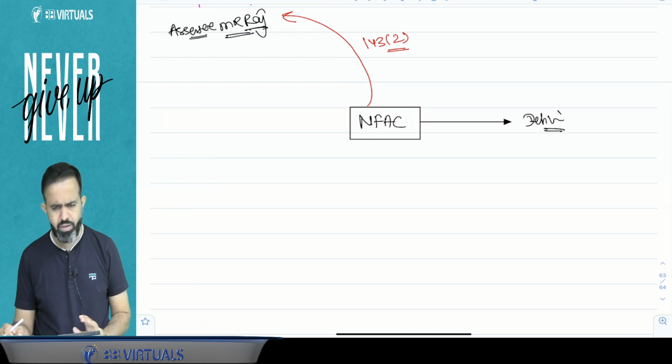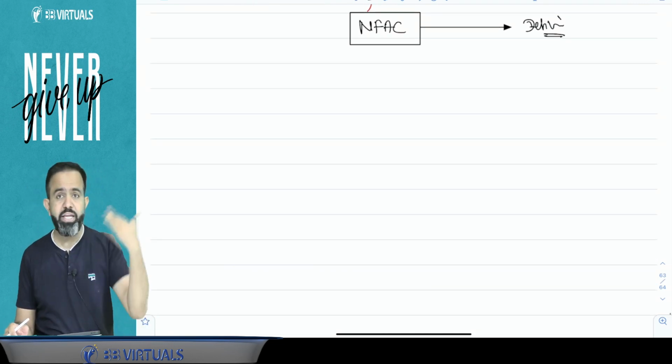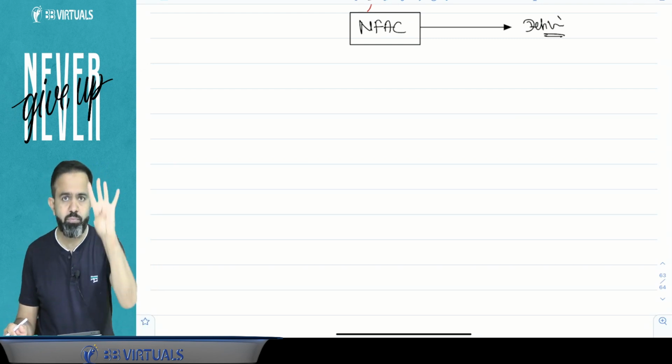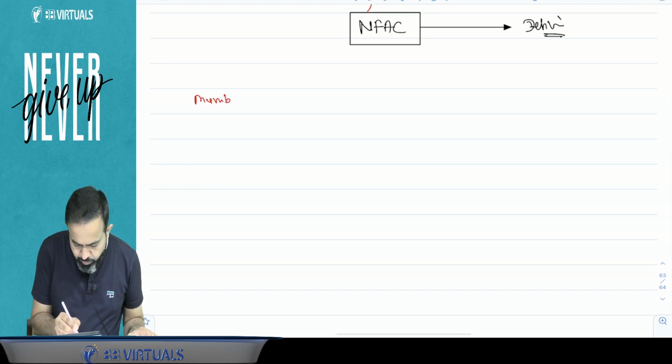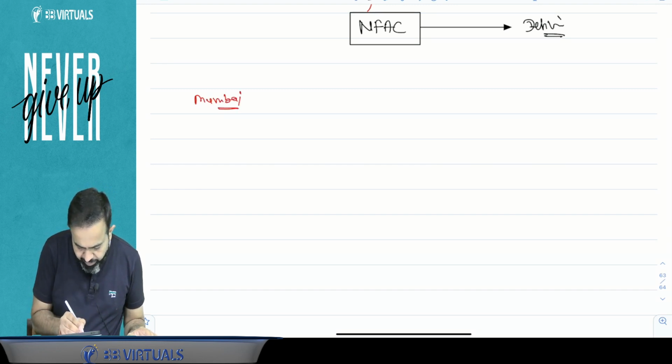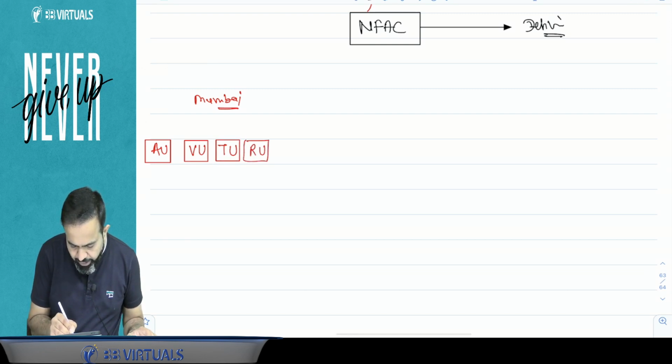Now guys, in every area, they have constituted various type of the unit, and there are 4 type of unit. Like in Mumbai, they are having one, the assessment unit, that is called as AU. One unit is known as the verification unit, known as the VU. One is the technical unit, that technical unit is known as the TU. And one is the review unit, that is known as the RU.